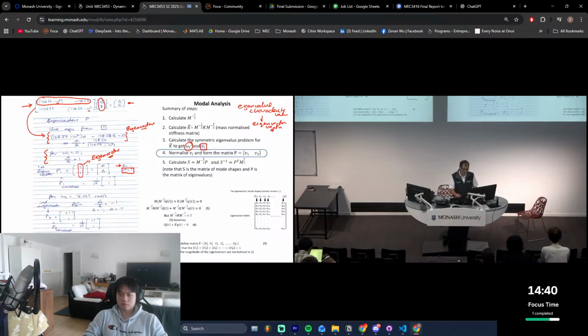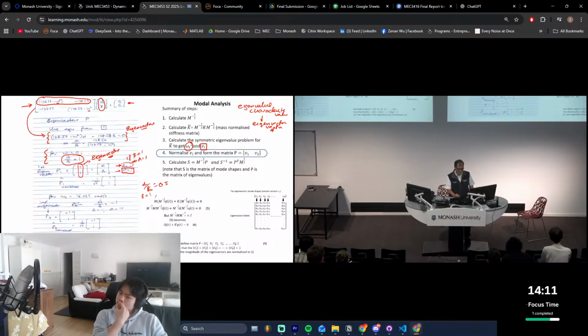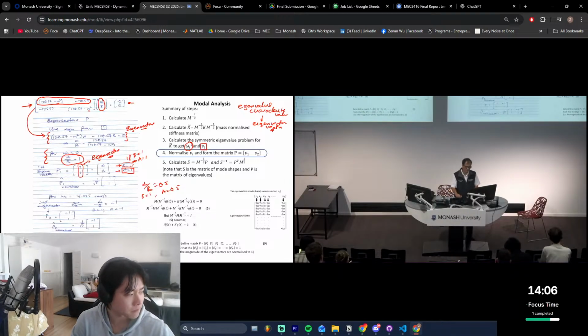If B is equal to 1, then A must be equal to 1. From this equation, if A on B equals 0.5, then when B is equal to 1, A will be equal to 0.5. You always go for B equal to 1.